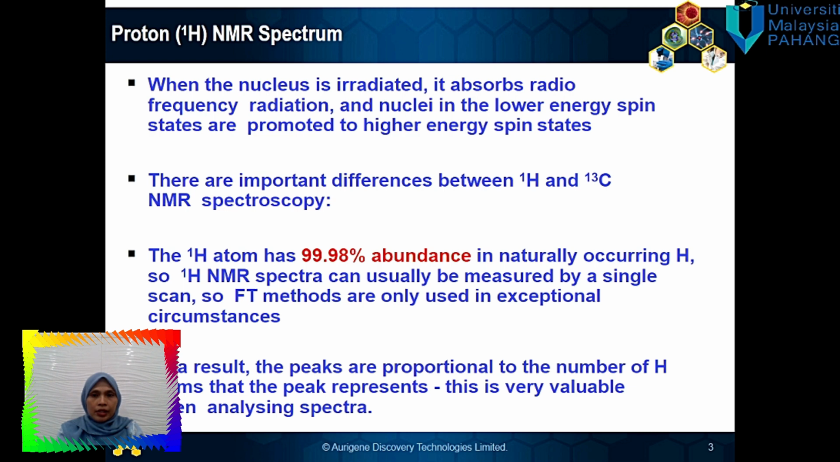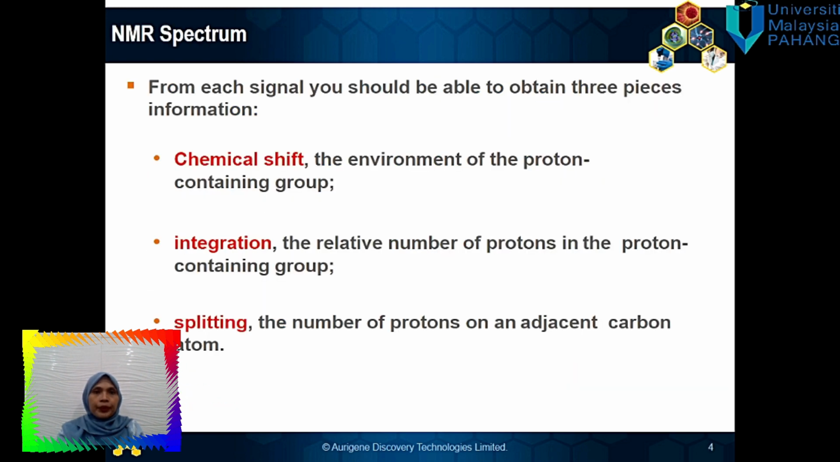There are important differences between proton and C13 NMR. The signal for proton NMR is more sensitive because it has 99.998% natural abundance, and the proton NMR spectra can usually be measured by a single scan, compared to the C13. As a result, the peaks are proportional to the number of hydrogen atoms, and this is very useful when analyzing the spectra.